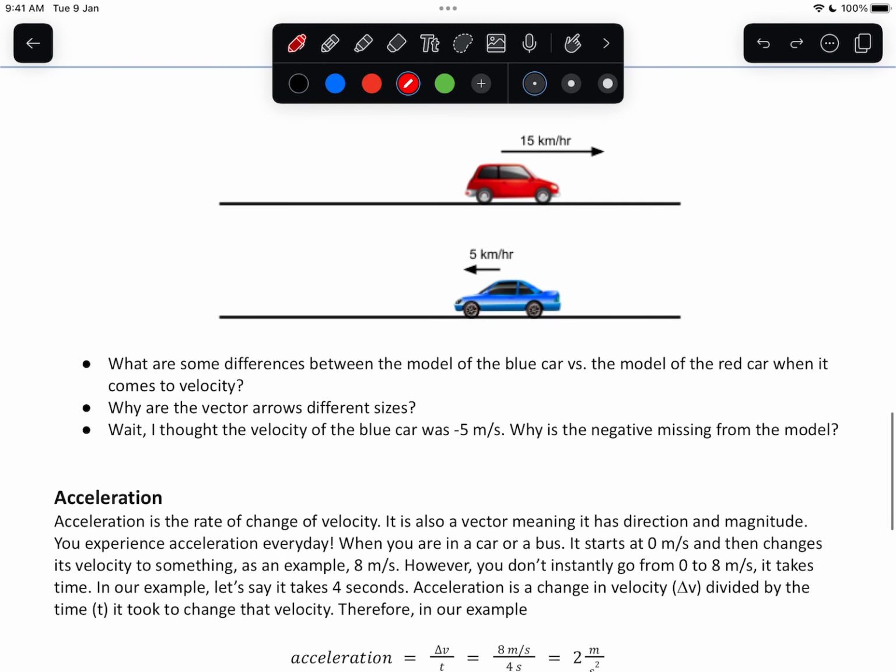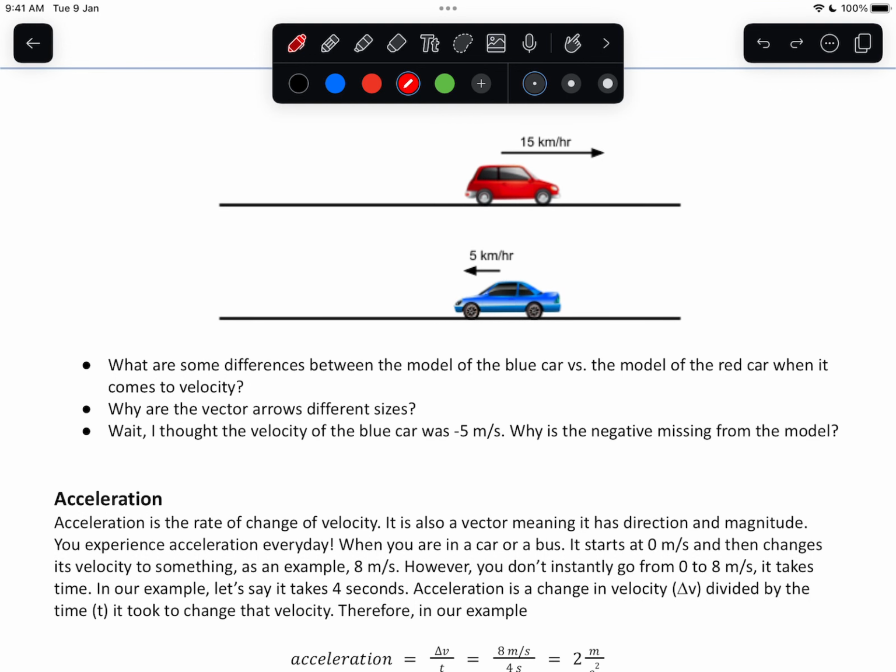What are some differences between the model of the blue car versus the model of the red car when it comes to velocity? Let's see, I would see this arrow is a lot longer than this one, and that has to do with the magnitude, right? If it's a bigger number, it should have a bigger arrow. And if we were to measure this, you'll see that this first arrow is actually 3 times the size of this arrow. So they are proportionally sized.